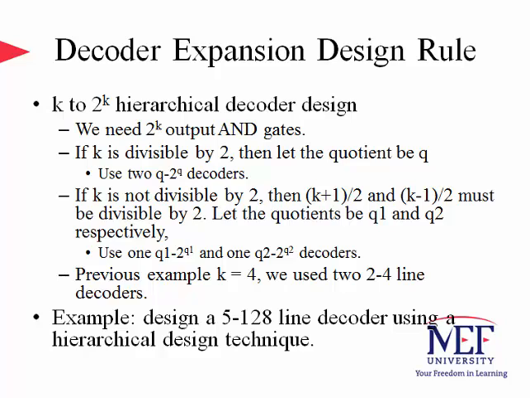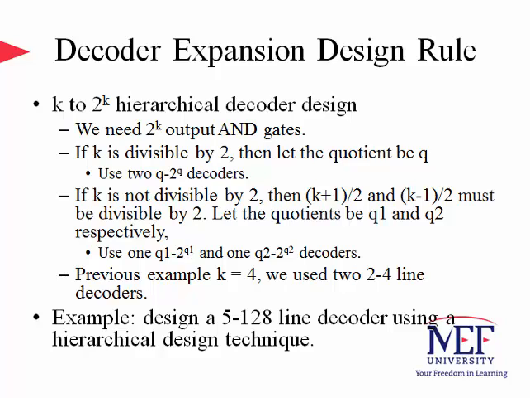So one of the interesting questions is, how do we really break a bigger decoder circuit into smaller and readily available decoders to utilize the hierarchical design approach? And here is how we do it. The K to 2 to the K hierarchical decoder design proceeds as follows. We need 2 to the K output AND gates, for sure. If K is divisible by 2, then let the quotient be Q, and use 2 Q to 2 to the Q decoders. If K is not divisible by 2, then (K plus 1) over 2 and (K minus 1) over 2 are integers, and let the quotients be q1 and q2 respectively for these two cases. Use one q1 to 2 to the q1 and one q2 to 2 to the q2 decoder.